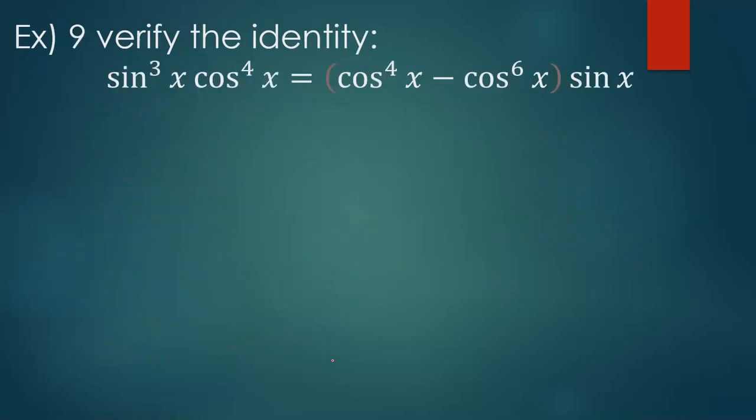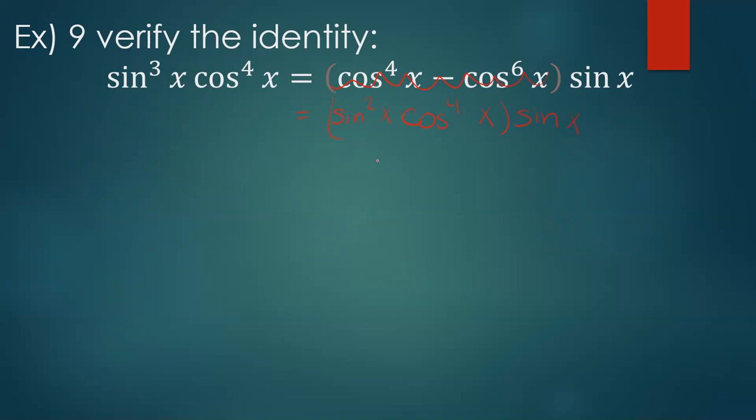Okay, finally, last one. So we have sine cube x times cosine fourth x equals cosine fourth x minus cosine sixth x times sine of x, right? I think I wrote the problem wrong. I think it's actually sine cube x times cosine fourth x, and then this is a mistake. It should be equal to sine square x and then cosine fourth x times sine of x, right? There you go.